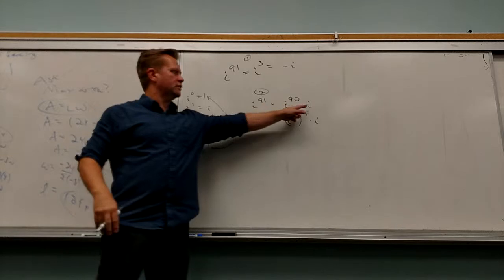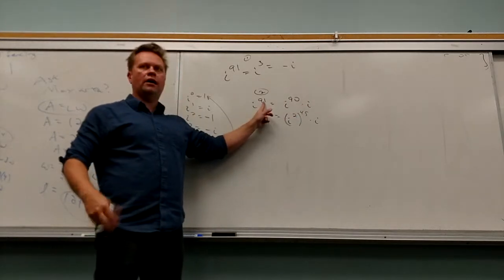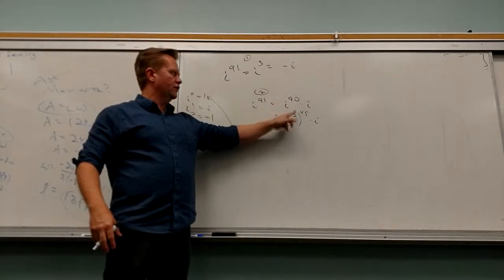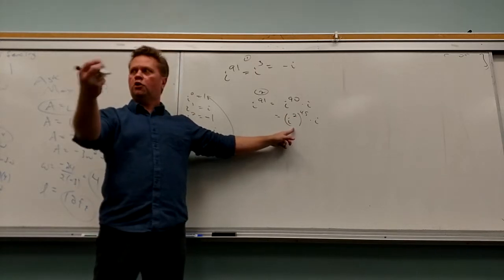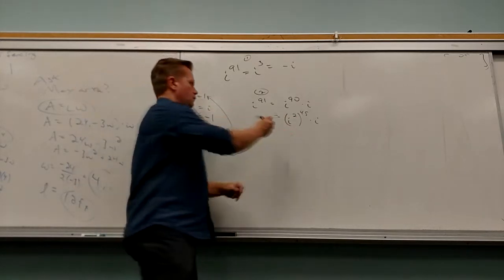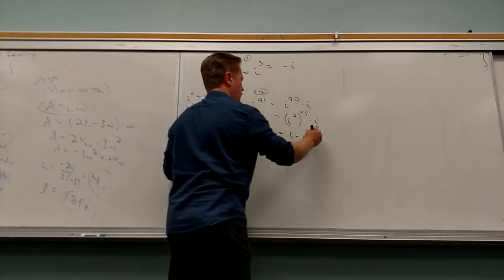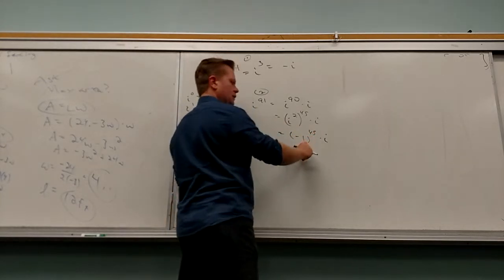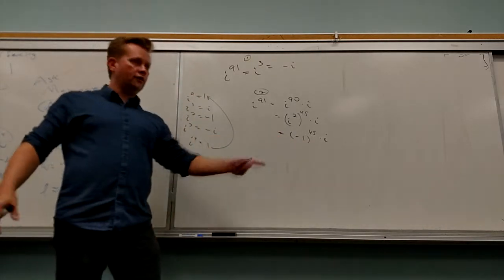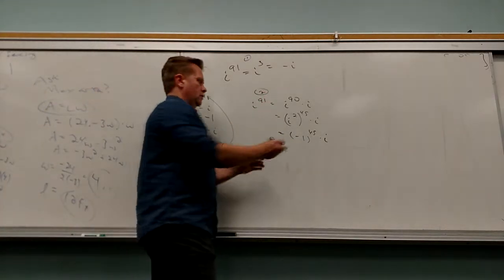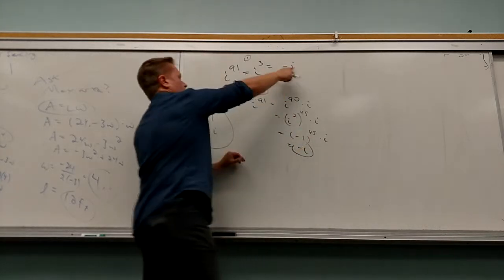See how I had to bring the extra i out because it's odd. If I leave an even amount over, then i squared is the one you really should know the most. And what is negative 1 to the 45th? Is it going to end up negative 1 or a positive 1? It's the only two possibilities. Negative, because it's an odd number. So then negative i, which is exactly what I got up there.